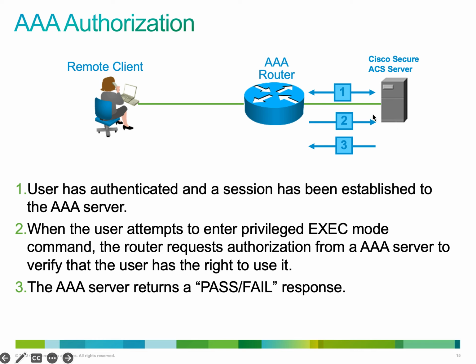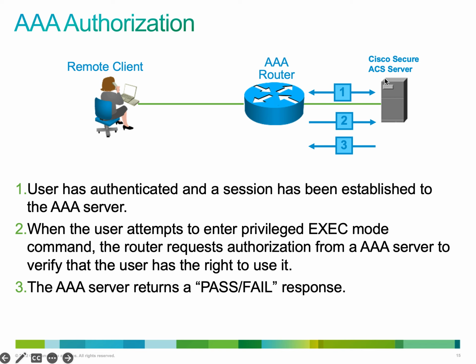Okay, the router will request. This router will ask, hey, should I grant this guy access? Should I grant this access to what he's asking for? Okay, we will ask the server. The AAA router will ask the server, should I grant access? Okay, to verify whether the user has the right to use what he's asking for, the privilege exec mode. So the router will ask the ACS server to verify whether this user has the right to what he is asking for.